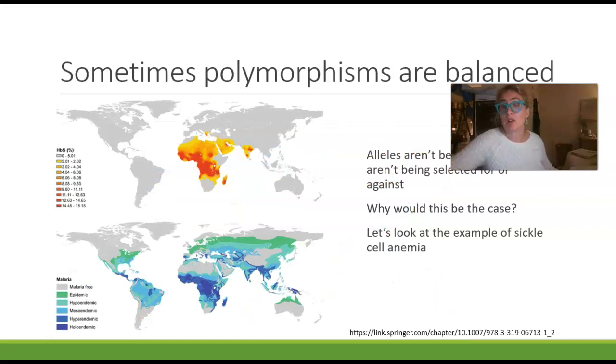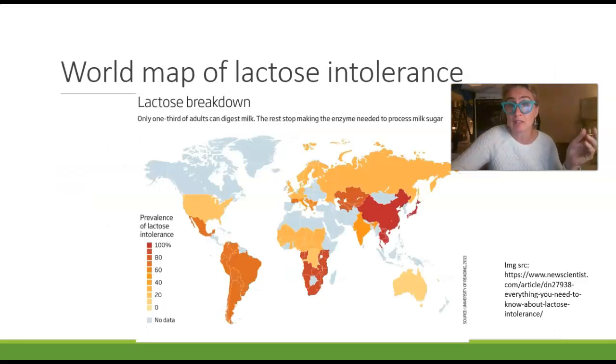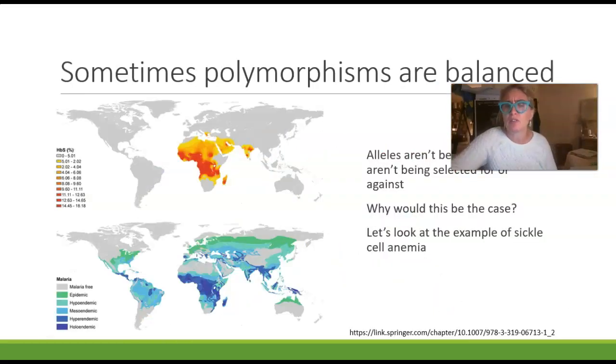Sometimes we can also look at polymorphisms and see that they are balanced. So in the case with lactose intolerance and tolerance, the environment pushed one of these alleles or these particular genotypes to be more prevalent. In the case of sickle cell anemia, sometimes you'll have an allele in a population that's not being selected for or against, and instead it remains in the population. We call that a balanced polymorphism. So using the example of sickle cell anemia, we can explore this idea.